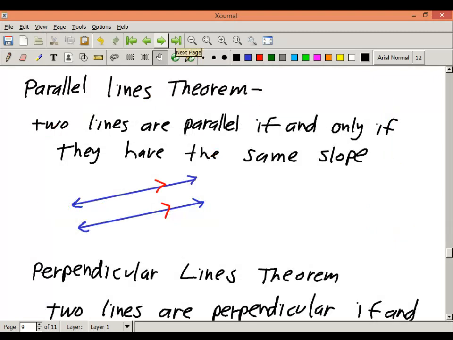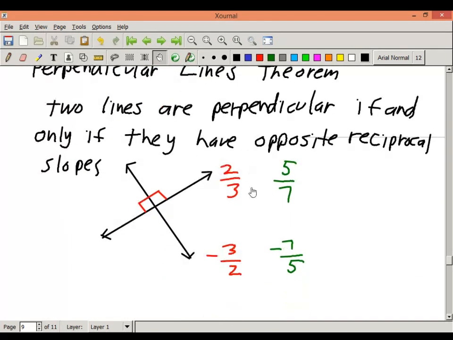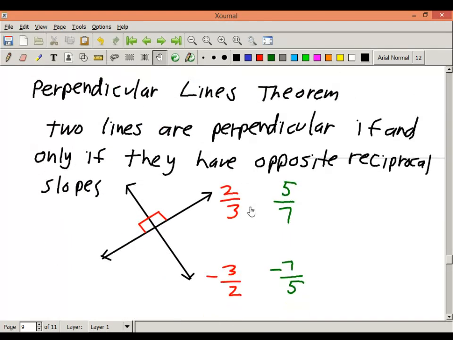Finally, we said that if you have two lines that are parallel, they have the same slope. And if you have two lines that are perpendicular, they have opposite reciprocal slopes. All right, that'll wrap it up for these notes.